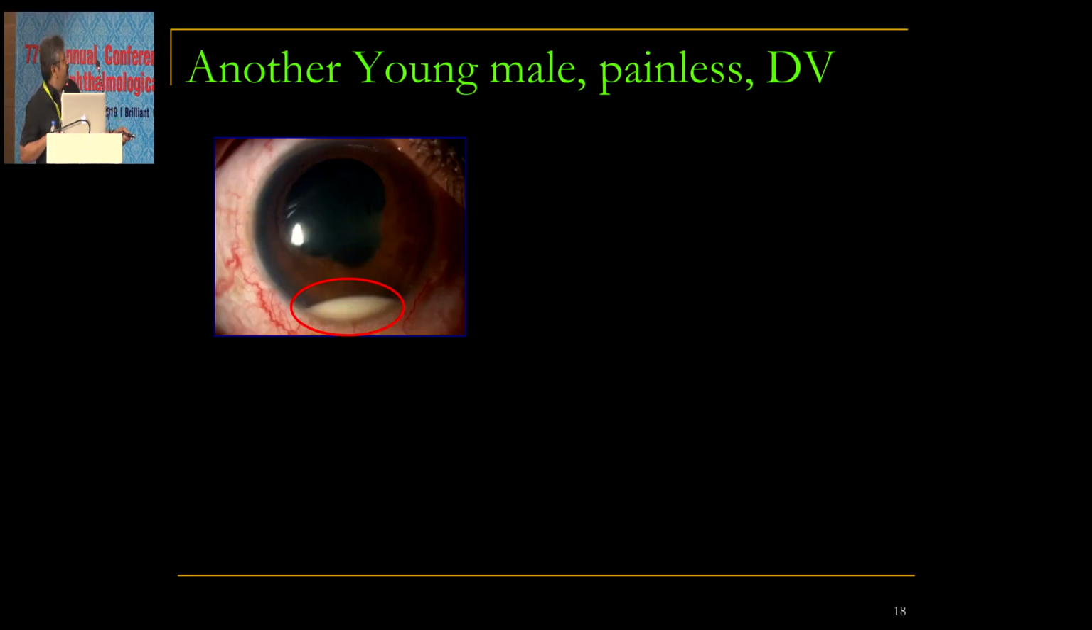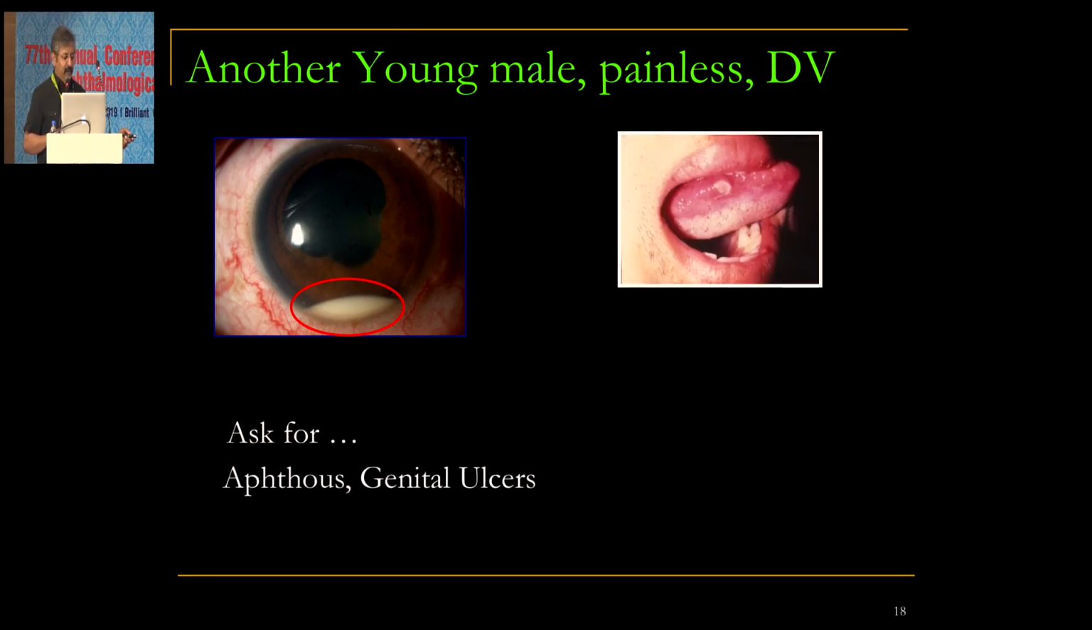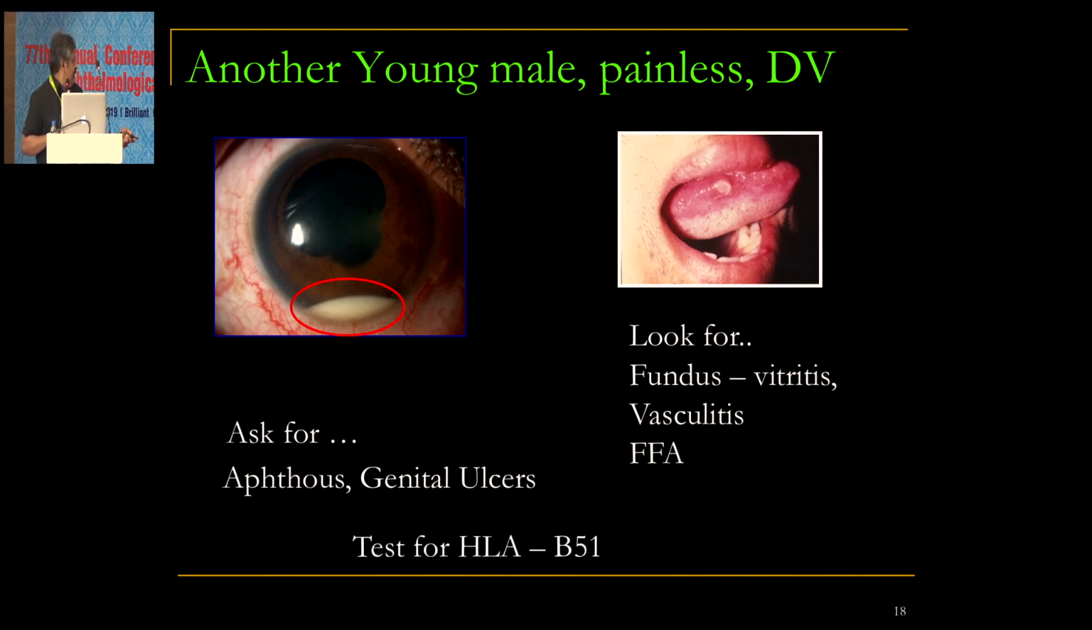Okay, another one. This is a young patient, painless diminished vision. What is this? So pus anywhere in the body, you will have to remove it, except in the eye, which you can treat medically. Okay. So ask for what? Very good, oral and genital ulcers. Then look for, see if there is vitritis, vasculitis, FFA. Do the FFA. If FFA is showing some good pictures, then test for B51.